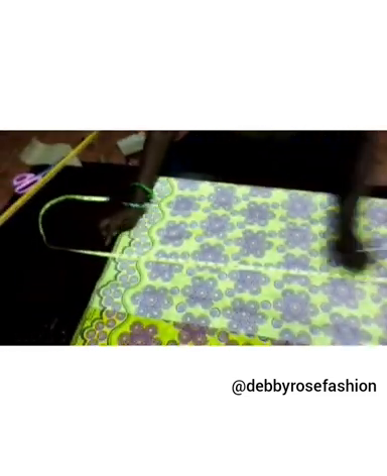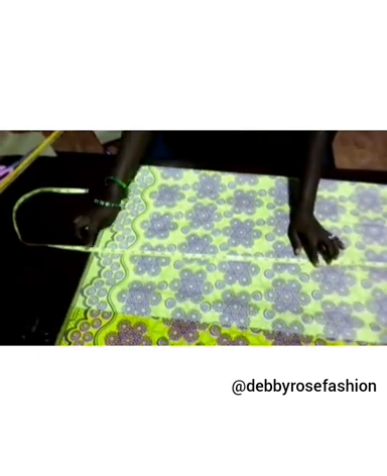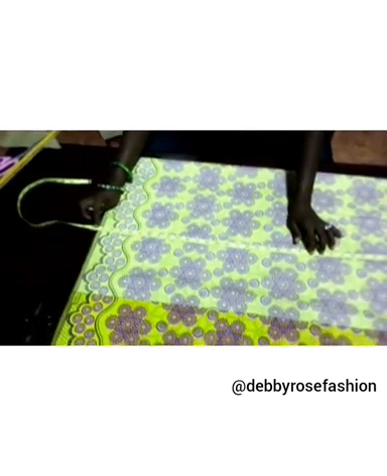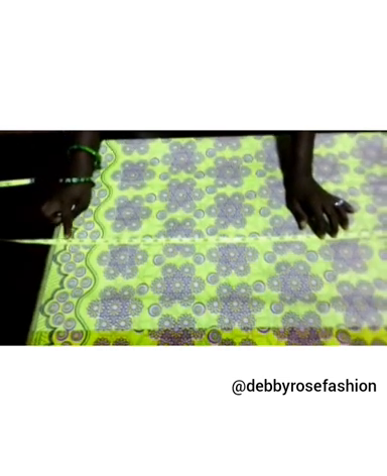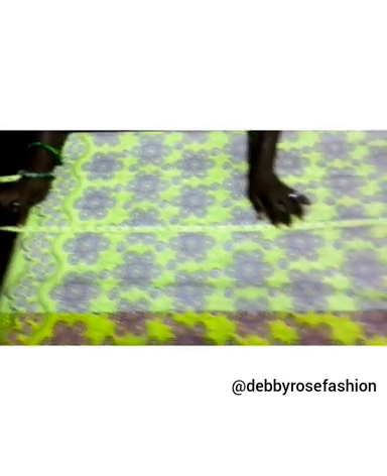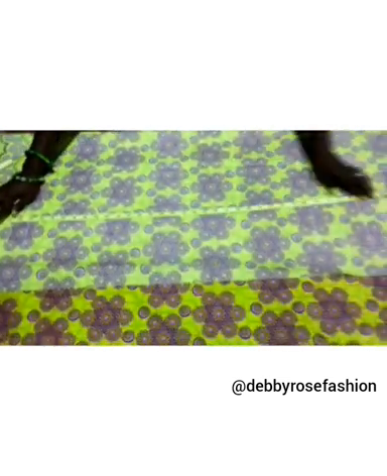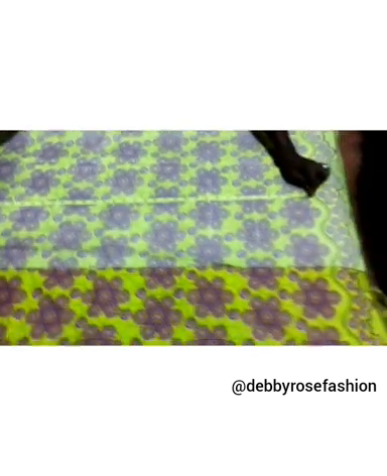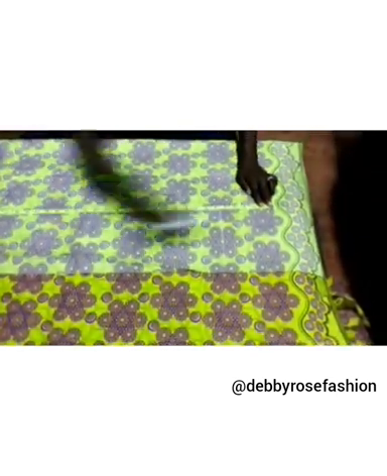I want this design at the edge of my kaftan, so I'll be ending my measurement here. That's 40 plus 1.5 inch seam allowance. I'll be ending it here, and then I'll begin the measurement from the tip of the tape rule here.